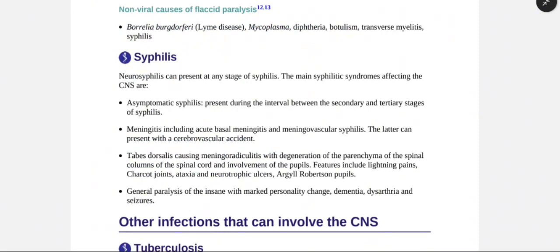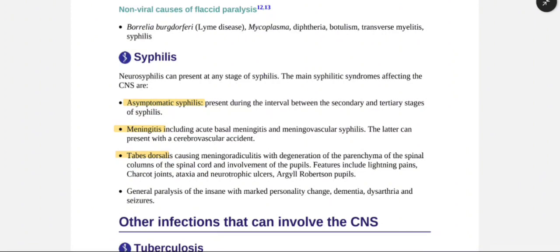Neurosyphilis can present at any stage of syphilis. It can present as asymptomatic syphilis during the interval between secondary and tertiary stage. It can present as meningitis, including acute basal meningitis and meningovascular syphilis. Meningovascular syphilis can present with the cerebrovascular accident, and it can also present as tabes dorsalis, causing meningoradiculitis with degeneration of the parenchyma of the spinal cord and involvement of pupils.